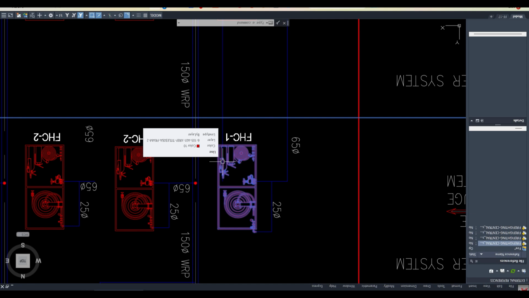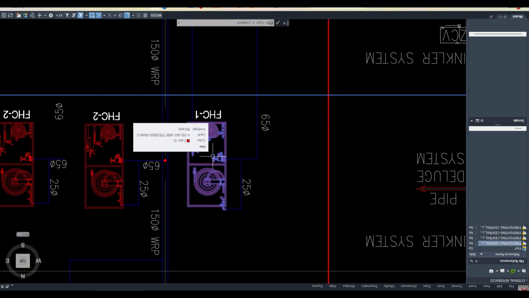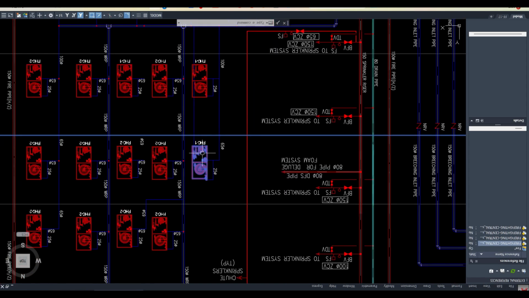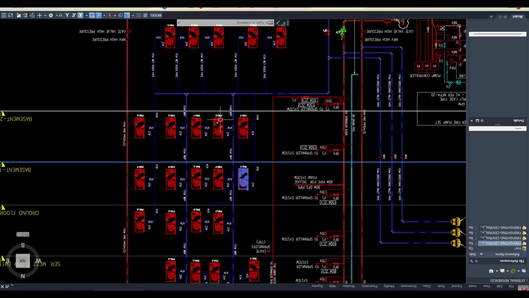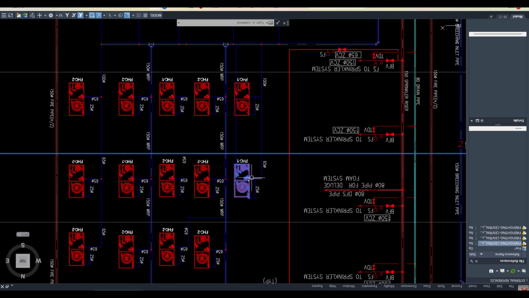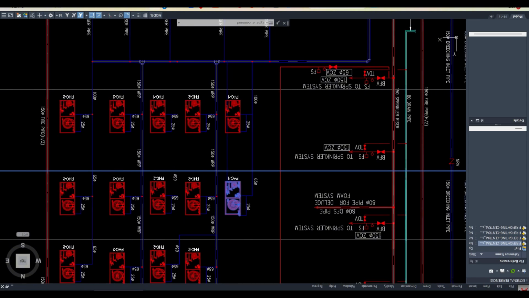Okay, you got me? Yes, sir. That's how you technically check the model. This is what I call visual checks of the model. Visual checks of the model. So this system, the fire hose cabinet system, is it clear?